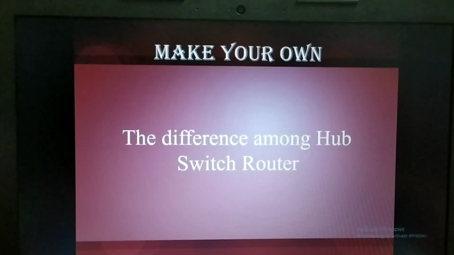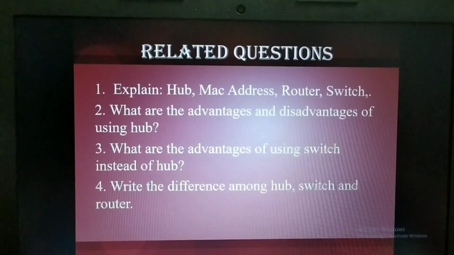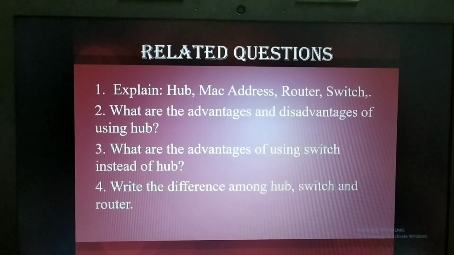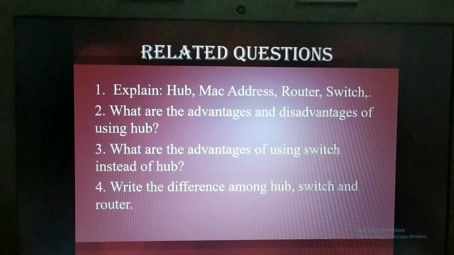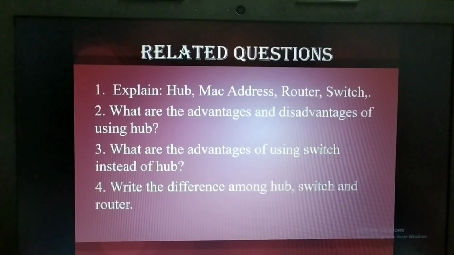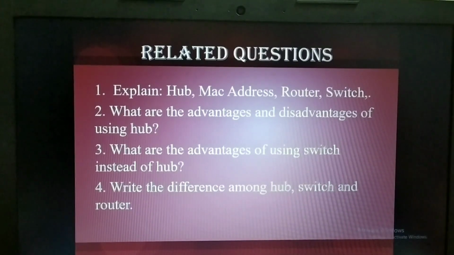It is homework number 4 and classwork number 5, online classwork number 5. You must write all these related questions in your copy. What is hub, MAC address, router, switch? Then what are the advantages and disadvantages of using hub? What is the advantage of using switch instead of hub? And write the difference among hub, switch, router.